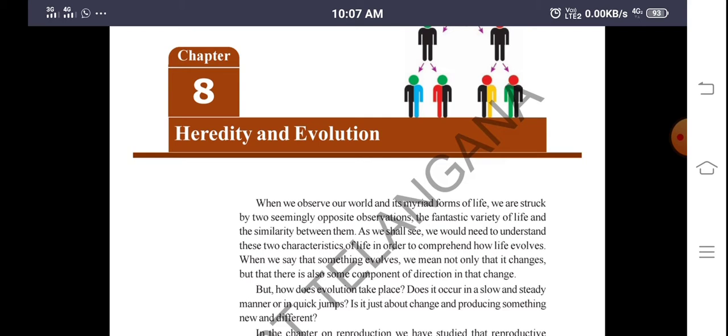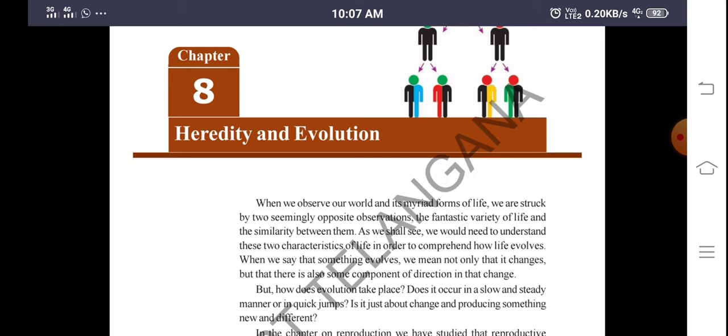Now let us know what is heredity. Heredity means transmission or passing of characteristics or traits from parents to children, or offsprings. So once again, what is heredity? Heredity means transmission or passing of characters or traits from parents to offsprings.